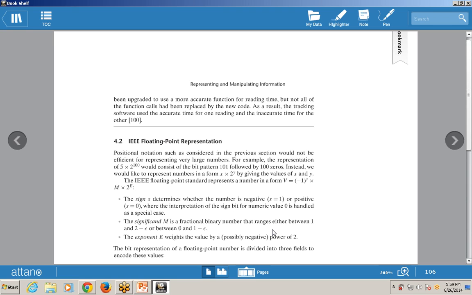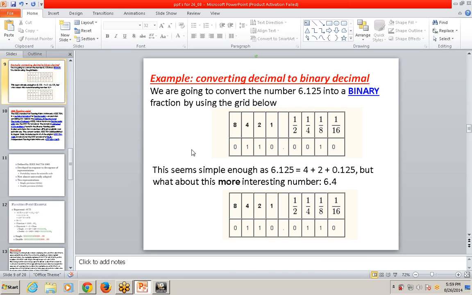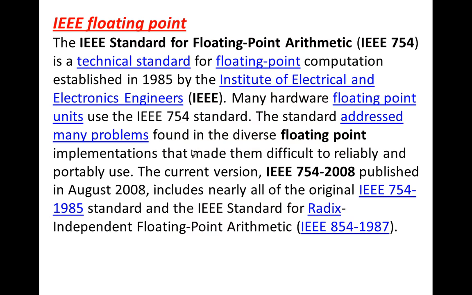Now the next topic is IEEE floating point representation. IEEE 754 is the technical standard for floating point arithmetic, for floating point computation, established in 1985 by the Institute of Electrical and Electronics Engineers, that is IEEE.